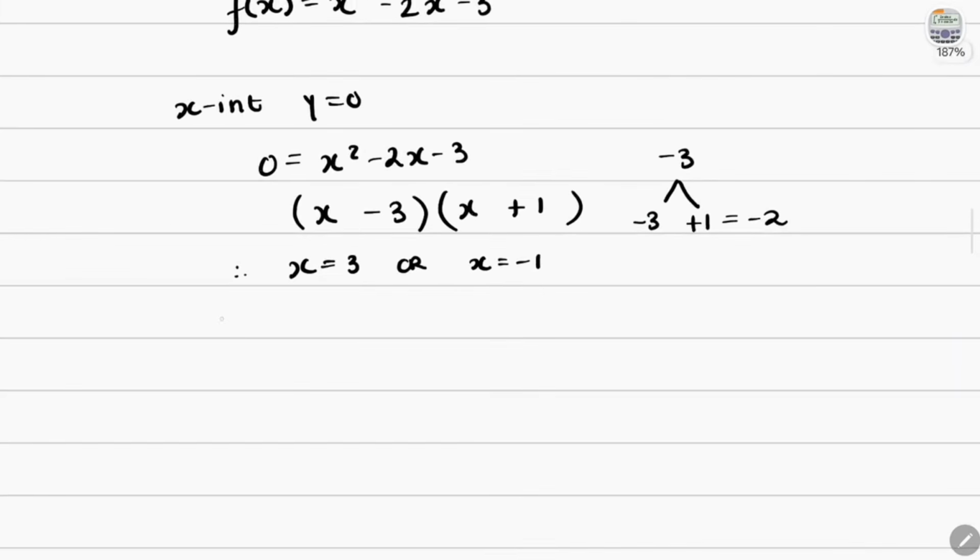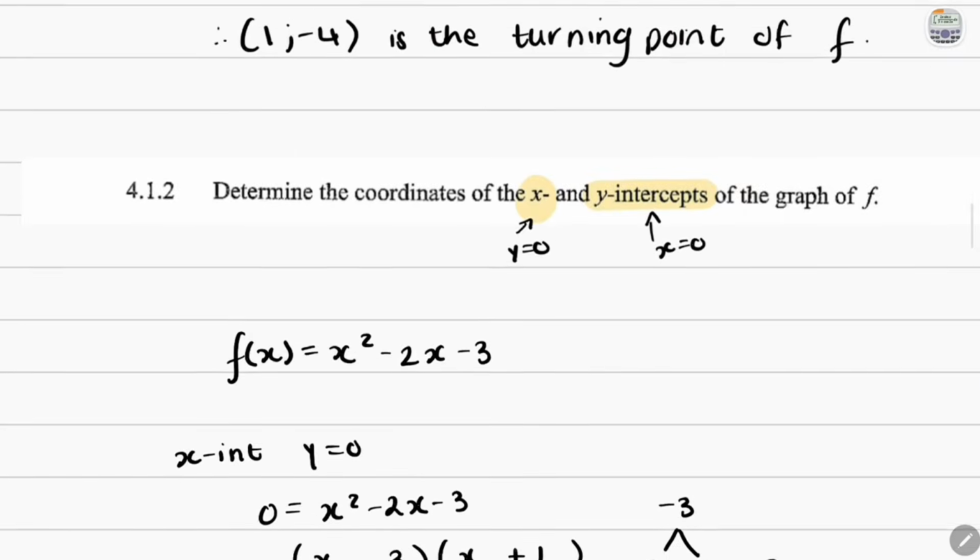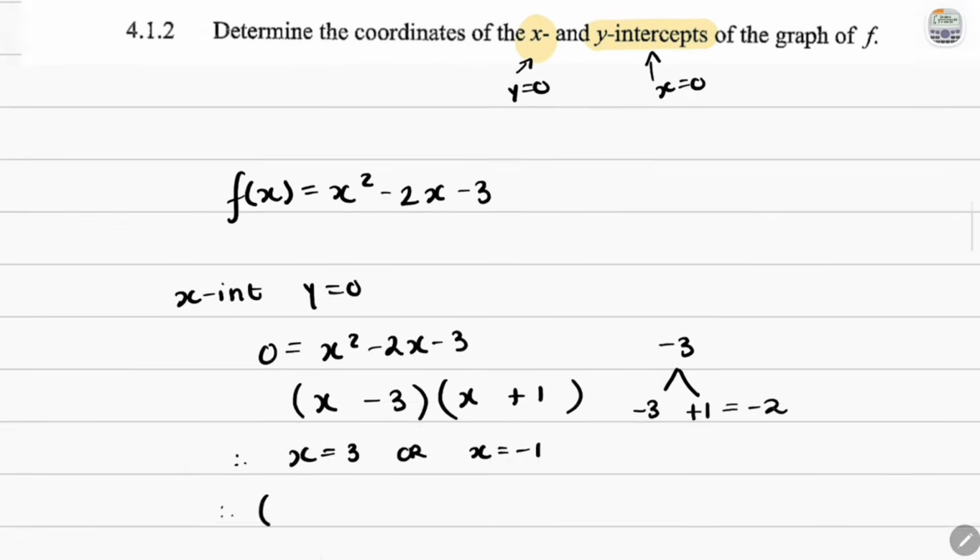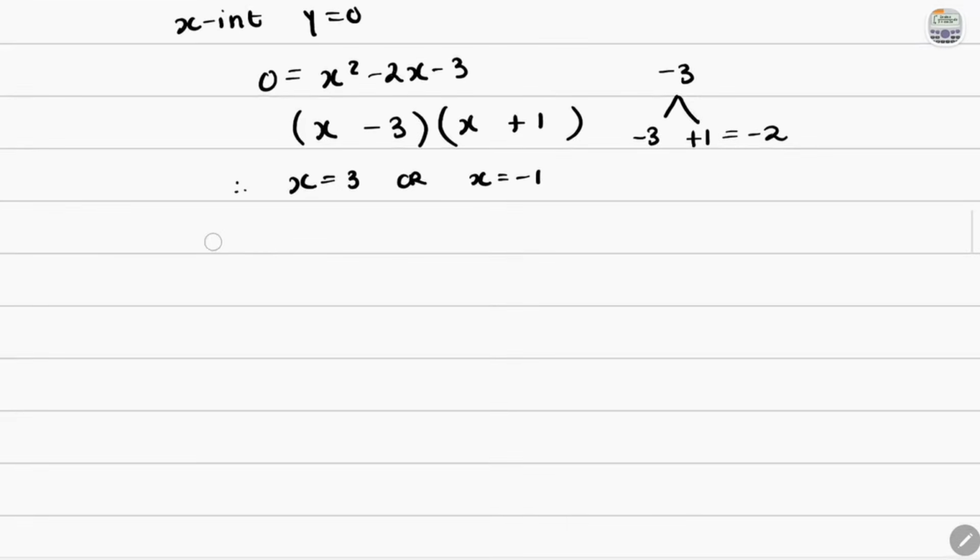So these are our x-intercepts. We can also just write them in coordinates. Okay, they did say determine the coordinates. So the x-intercepts are 3 and 0 and negative 1 and 0.